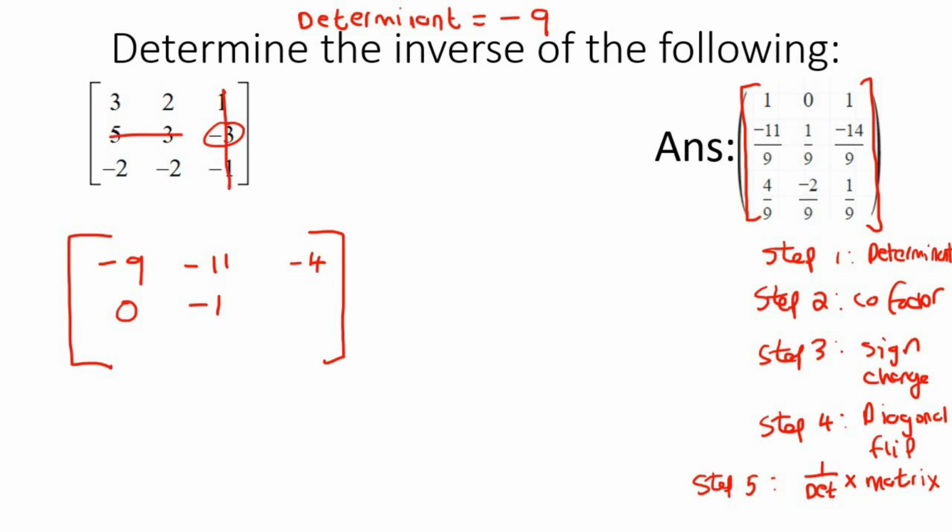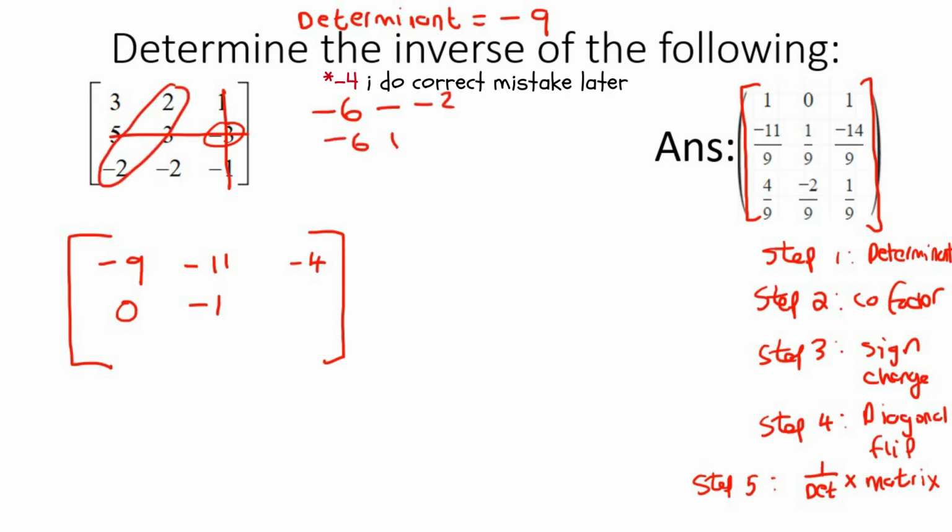Now we're doing negative 3. So we put a line through, put a line through. And so the determinant that would be there now would be negative 6. Take away, and then we're going to multiply those two, which is negative 2. So it becomes negative 6 plus 2, which is negative 4.